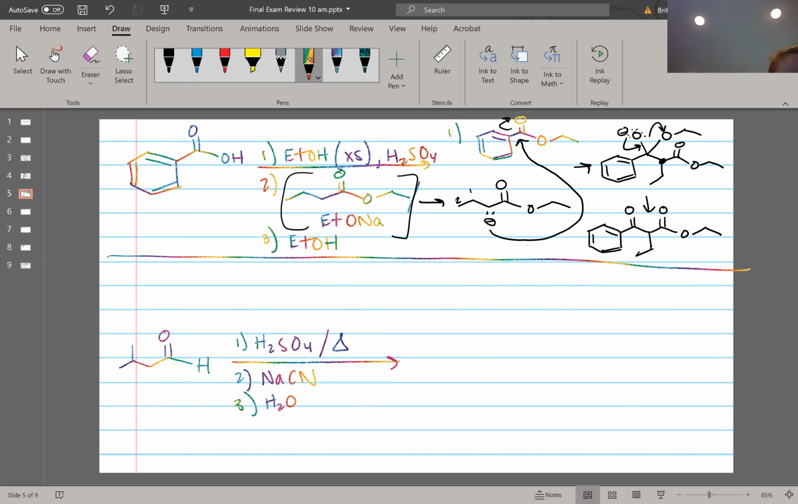Okay, so we're starting off with an aldehyde and we're putting it into sulfuric acid and heat. We can't assume that there's water around because it's not indicated, so this must be concentrated sulfuric acid. What type of reaction is this doing?